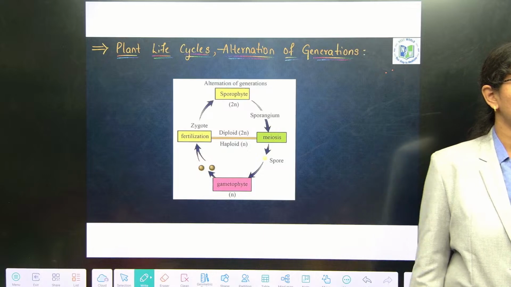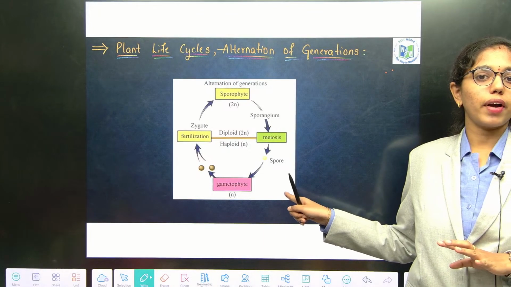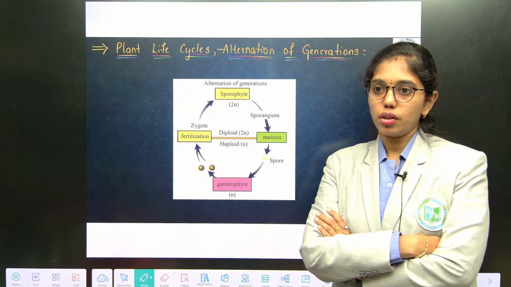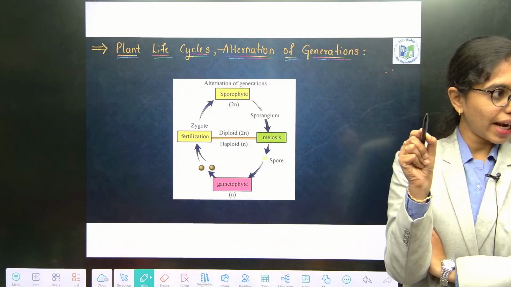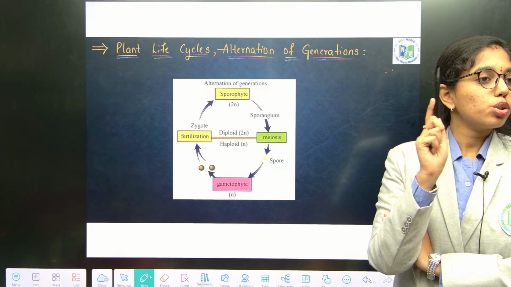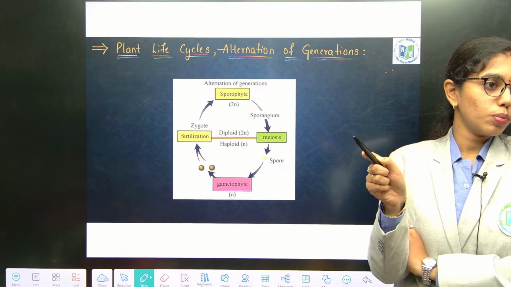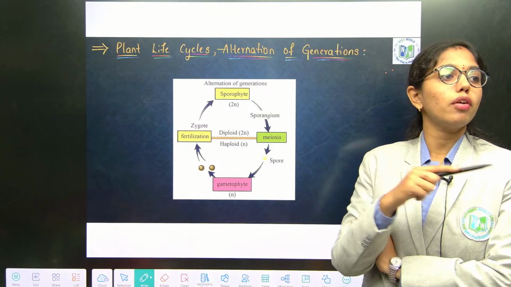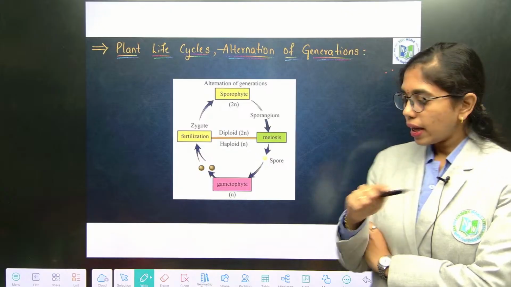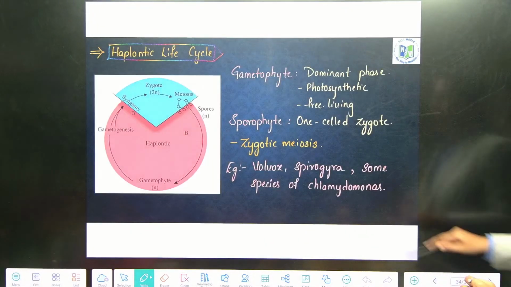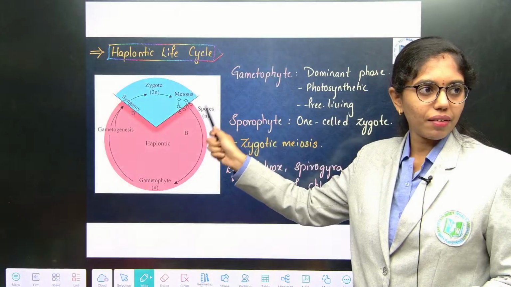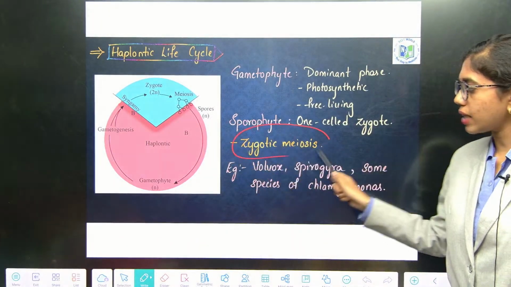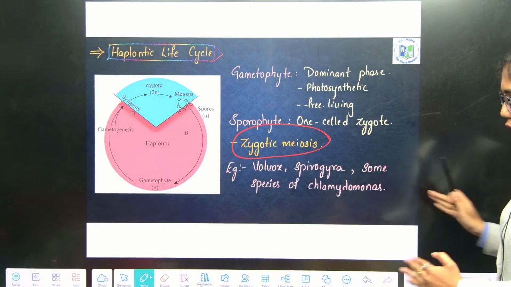Protonema belongs to which generation? Gametophytic generation. Prothallus belongs to gametophytic generation. Okay. So all the structures that you encounter in this chapter, you should be clear to which generation it belongs. When will you be clear? When you are clear on the life cycles of all divisions. Okay. And when it comes to life cycles, you have understood the haplontic life cycle we learned yesterday with algae. Exceptions are important. Zygotic meiosis, haplontic life cycle observed in all the algae.